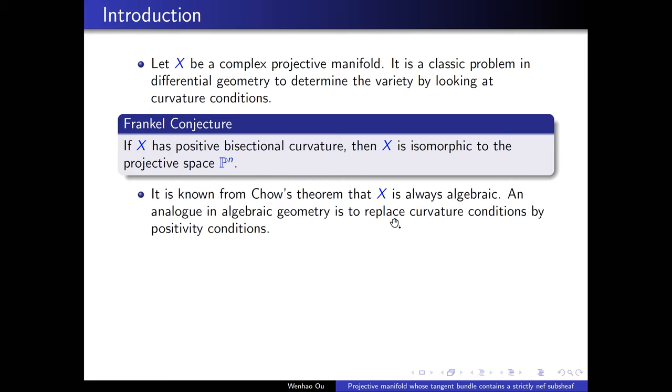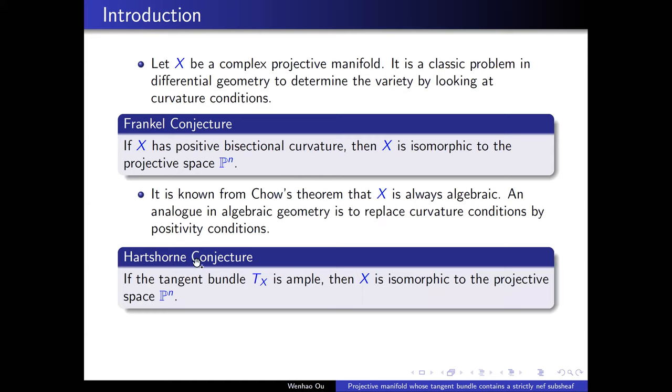And we know that if X is a complex projective manifold, then after Chow's theorem, X is always algebraic, which means that X is defined by polynomial functions. So there is also an analog in algebraic geometry of this conjecture. We replace the curvature condition by positivity conditions. That is the Hartshorne conjecture. It says that if the tangent bundle is ample, then X is isomorphic to P^n.